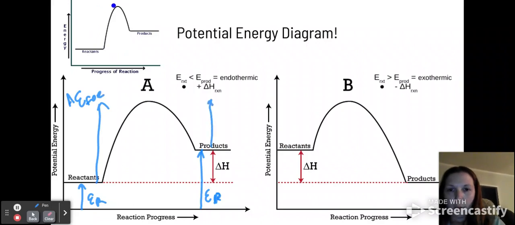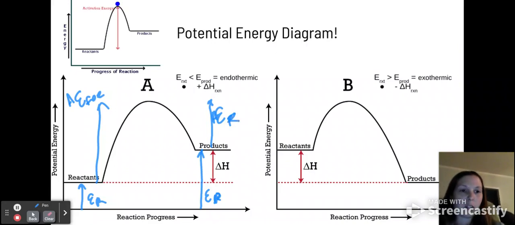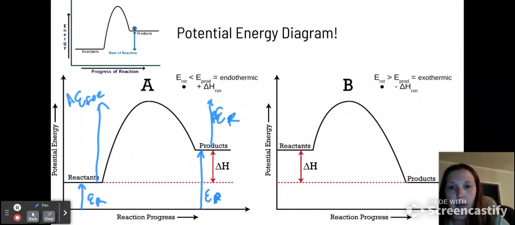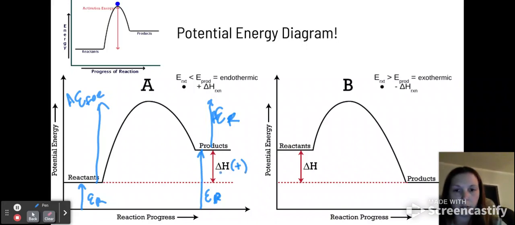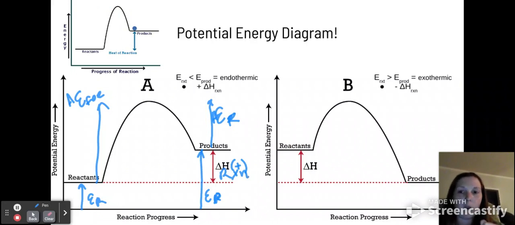And then the one from products to the peak of the hill is the activation energy of the products, or the reverse reaction, because that's how much energy you would need for products to go back to reactants. And then the change in energy here is the overall change. This is known as the heat of the reaction, and it would be positive because ultimately we gained energy there.